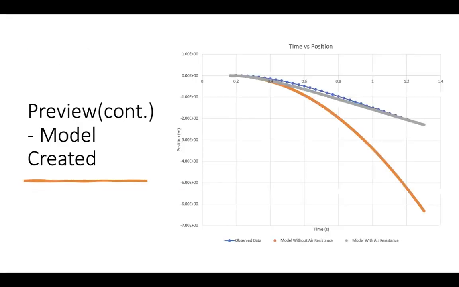Onto the model. The model created is a time versus position graph in which the x-axis represents time and the y-axis represents position. The blue line represents the data from observation, the orange line represents the model without air resistance, and the gray line represents the model with air resistance. The three lines are overlaid for comparison.